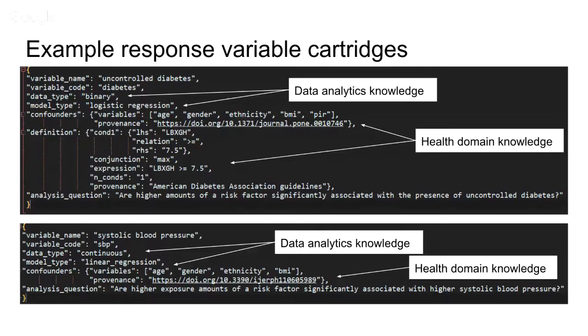Cool. And then at the end of the cartridge there's an analysis question that just tells you what the answer is. In this case, we're asking: are higher amounts of this factor significantly associated with the presence of uncontrolled disease? You can think of this as a kind of simple explainable AI, where a human-written explanation will pop out when necessary. It helps people who aren't statisticians see what this analysis is trying to do.